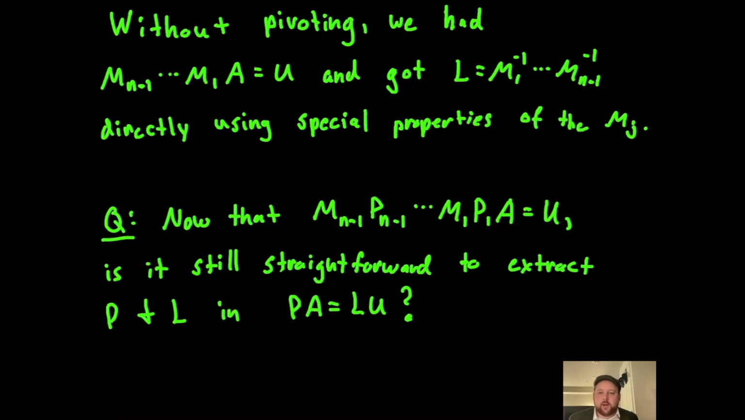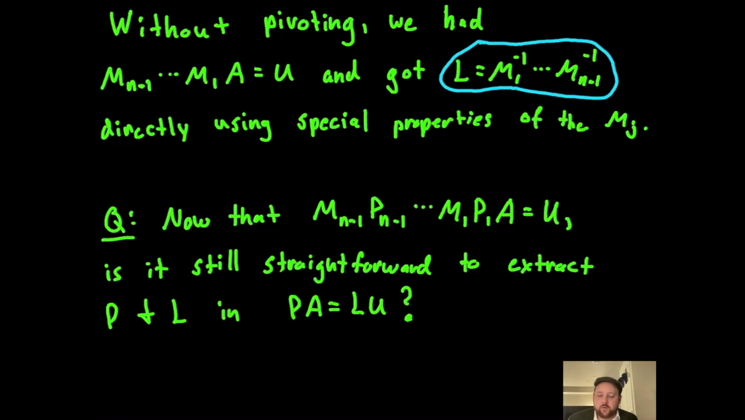Okay, so now I want to ask another question. Before, when we were not doing pivoting in the last video, we found these M1, M2 all the way to Mn-1, such that they brought A into an upper triangular form. And the result was we determined that the L showing up in the LU decomposition, we could take to be the product of all of the inverses of these M's.